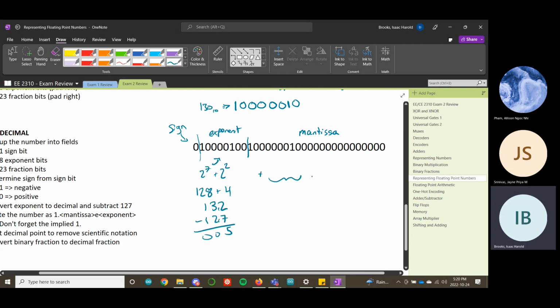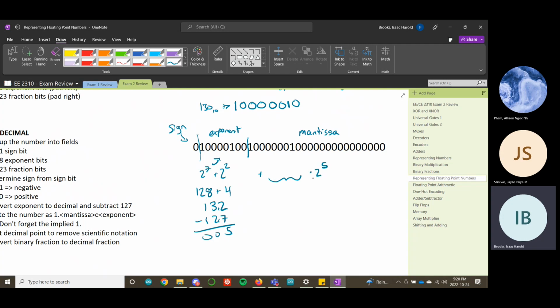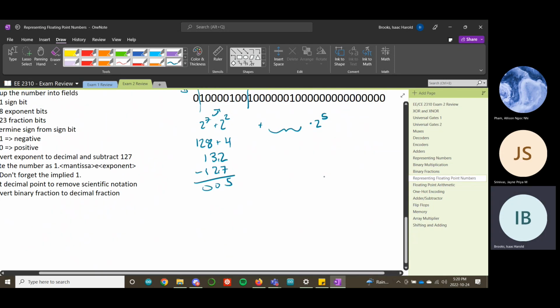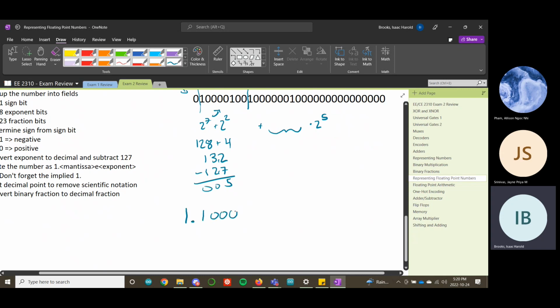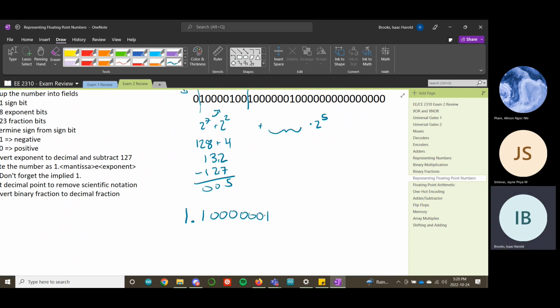It would be something times 2 to the power 5. And that something is the mantissa. So our mantissa is 1, 0, 0, 0, 0, 0, 0, 0, 1. So remember, there's an implied 1. So our binary number actually looks something like 1 point and then your mantissa. So 1, 0, 0, 0, 0, 0, 0, 1. Okay. So what you can do is write this as this times 2 to the 5. That's 1 dot mantissa.